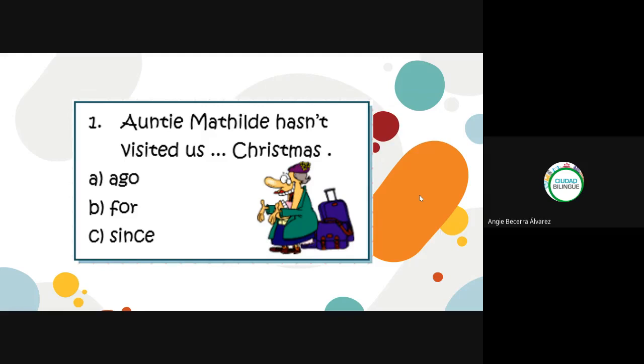Entonces recuerden, ago es para pasado simple. For es para presente perfecto, pero for se utiliza para cantidades, ¿cierto? Para días, 3 días, 4 días, 1 año, 2 años, 5 años, 1 mes, 2 meses, 6 meses, 3 horas, 4 horas, 5 minutos, etcétera. Y since se utiliza para el inicio, desde el momento en que pasó la acción. Entonces puede ser desde el lunes, desde junio, desde 1980, desde las 9 de la mañana, desde vacaciones, desde Navidad, right?